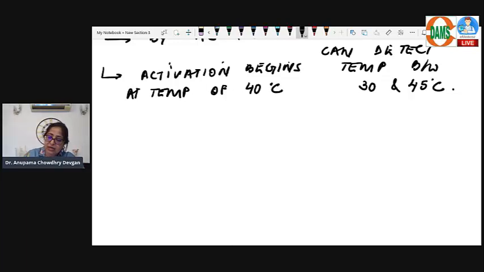Bharat Kumar Soni, the nerve fiber which is associated with warm thermoreceptor is C. We have already done that.